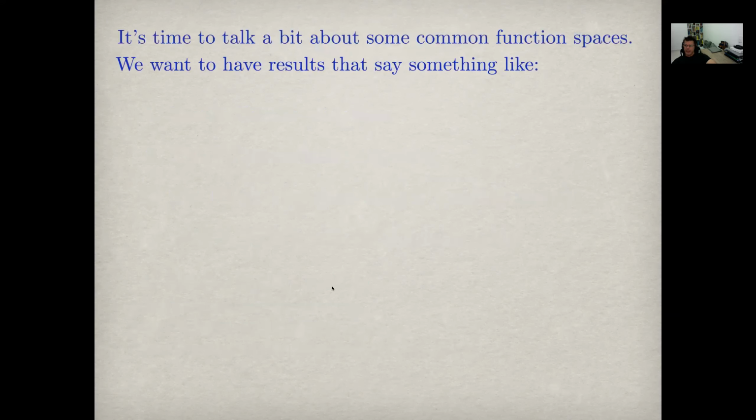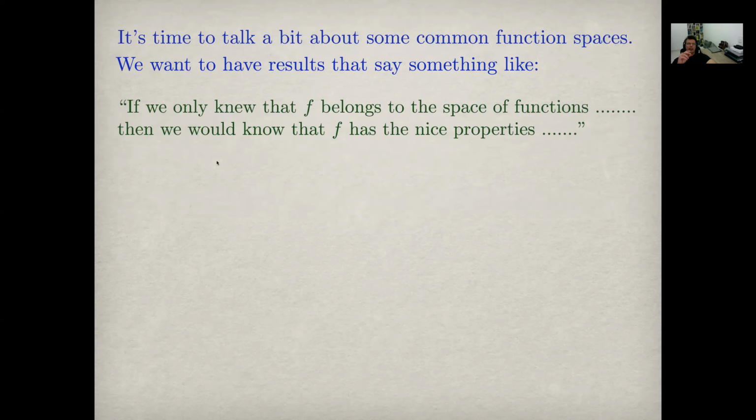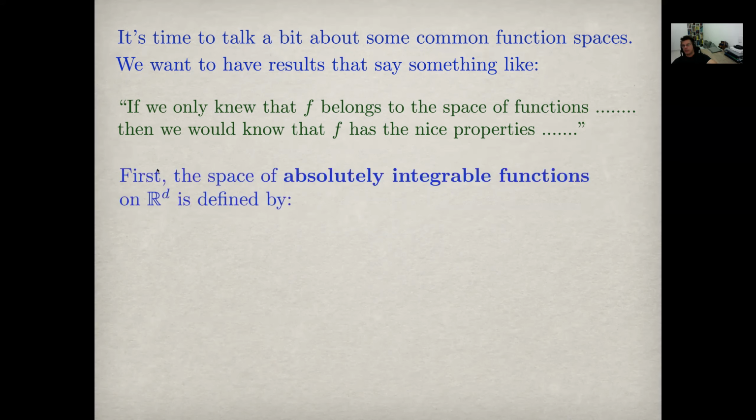So time to talk about some common function spaces. And we want to have a result that has the following flavor. If we only knew that our function f belongs to a certain space of functions, then we would automatically know that f has the following nice properties. And what is that nice function space, and what are those nice properties? So many theorems have that flavor, and we have to see.